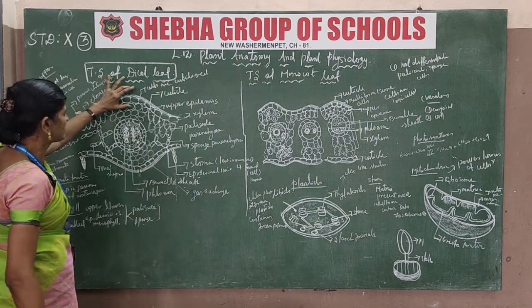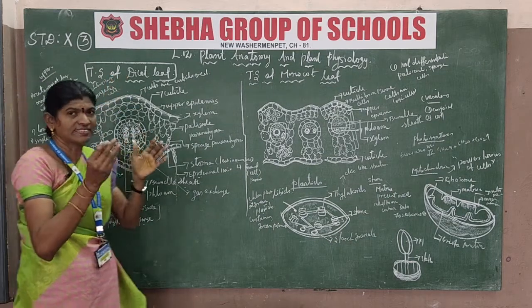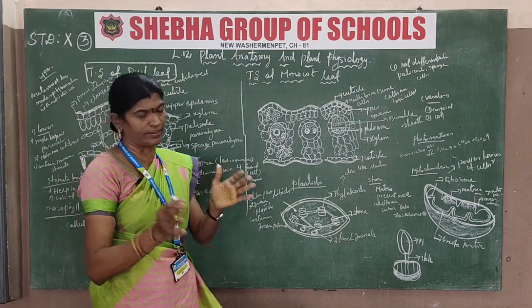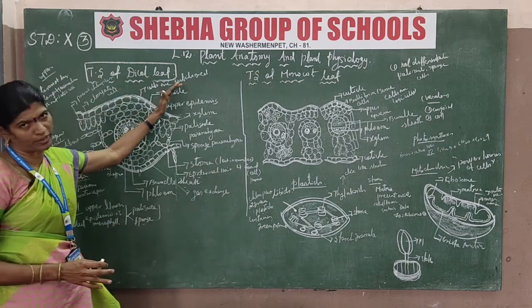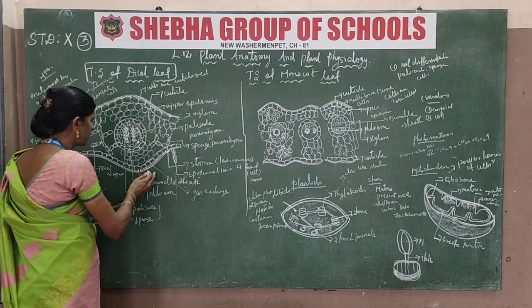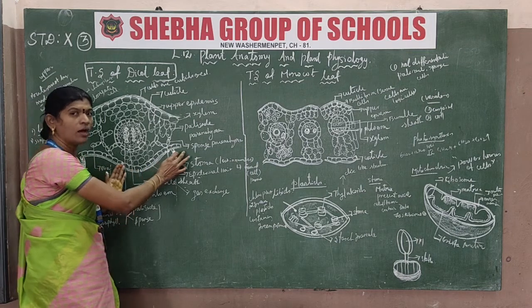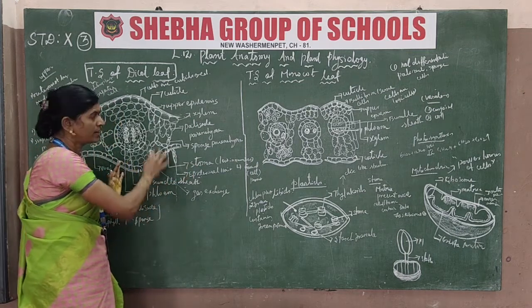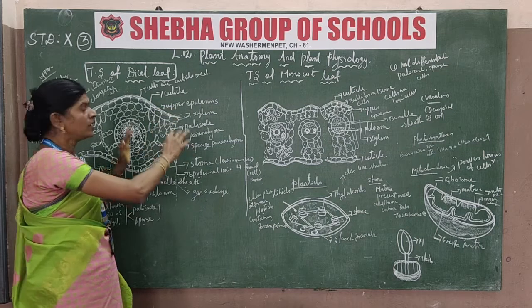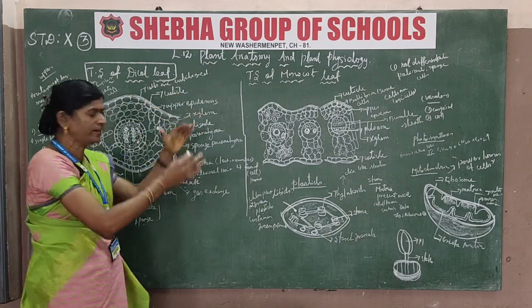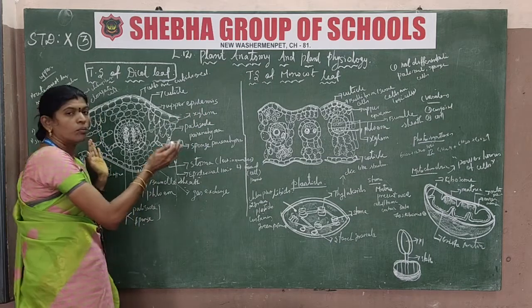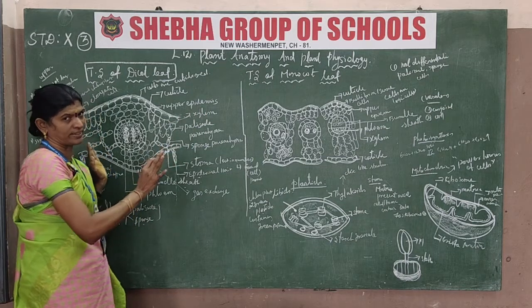In the upper epidermis, fewer stomata are present. In the lower epidermis, a greater number of stomata are present. Is it clear? Are you going to understand? Upper epidermis, fewer stomata; lower epidermis, more stomata.